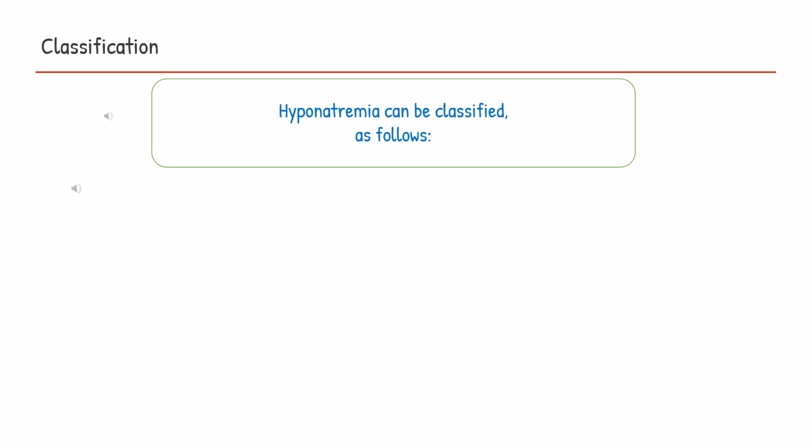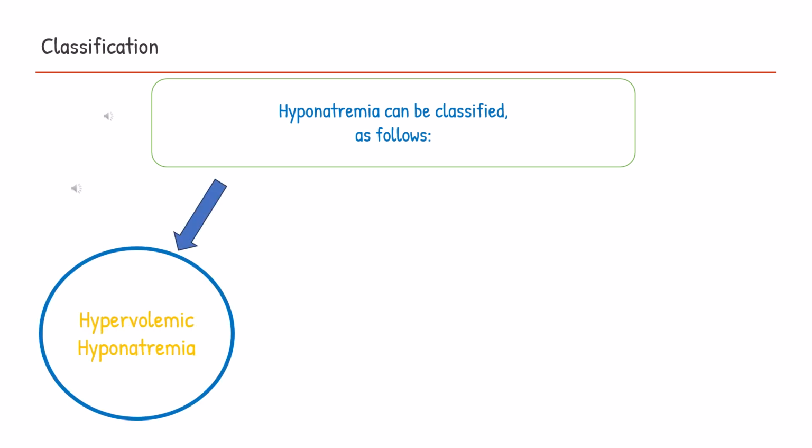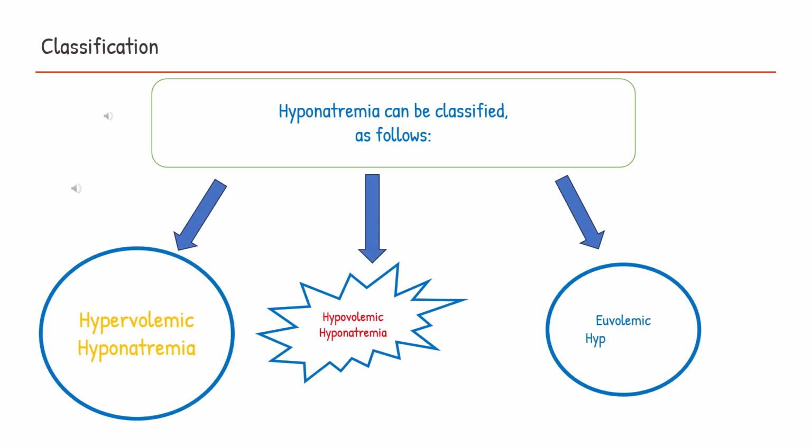Hyponatremia can be classified as follows. Euvolemic hyponatremia, hypovolemic hyponatremia, hypervolemic hyponatremia. Now let's discuss each type one by one.